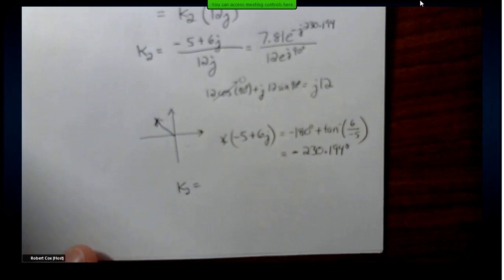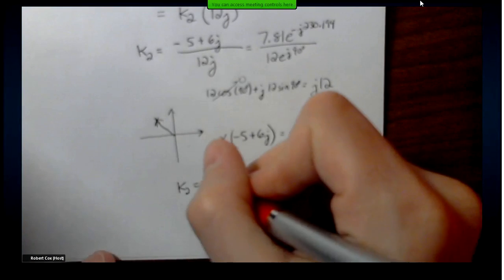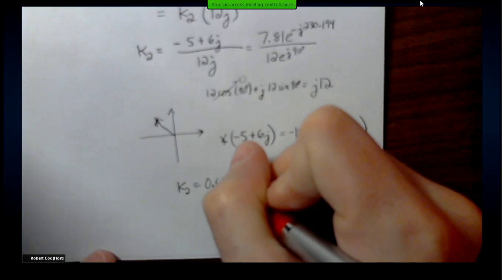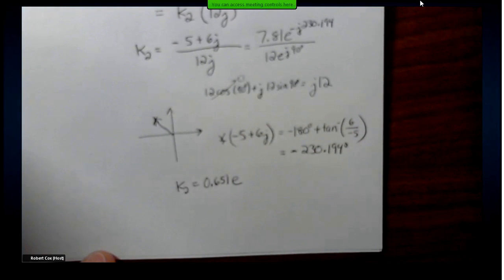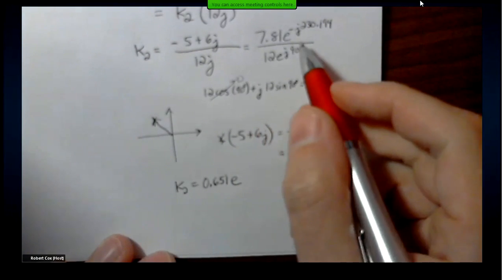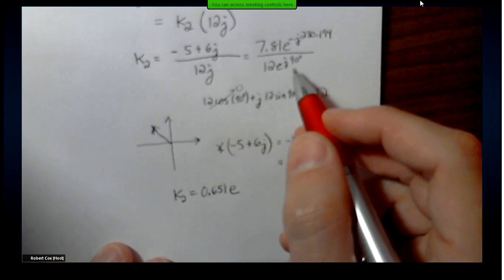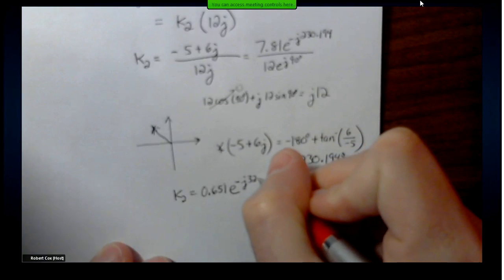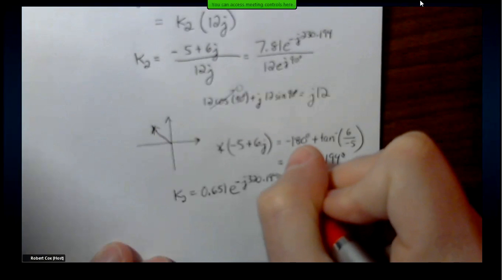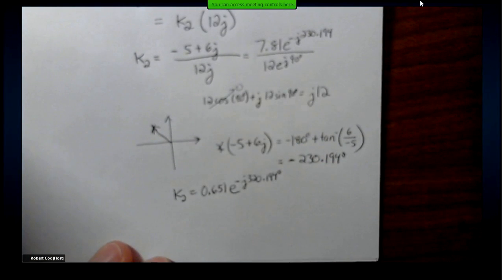Okay, so that K2 is the combination. So 7.81 divided by 12, I get 0.651. And the angle I get, negative 230.194 minus 90 degrees. So I did negative 230.194 minus 90 since it's on the bottom, so that gives me minus j 320.194 degrees. Okay, that's our K2 value.